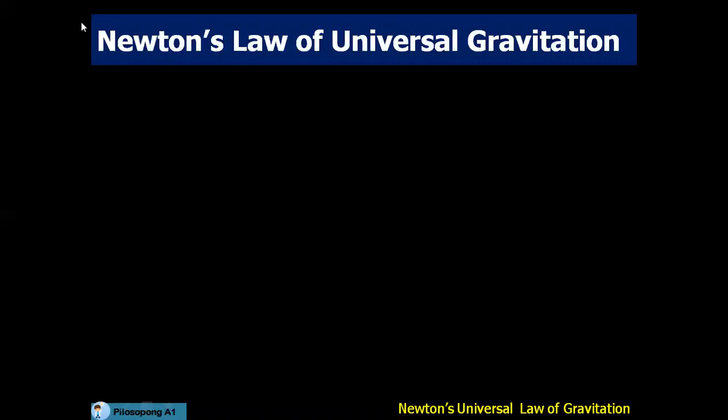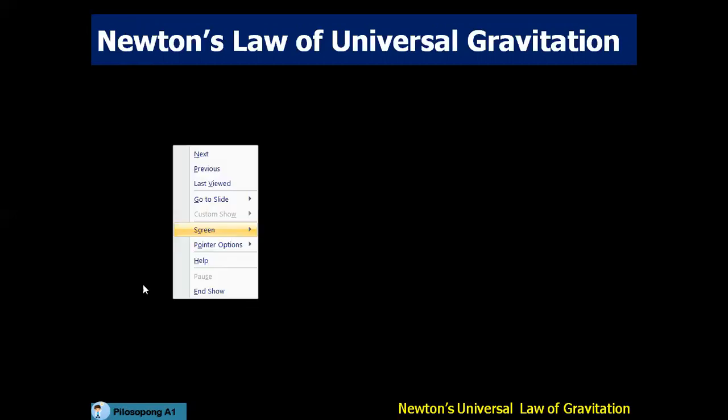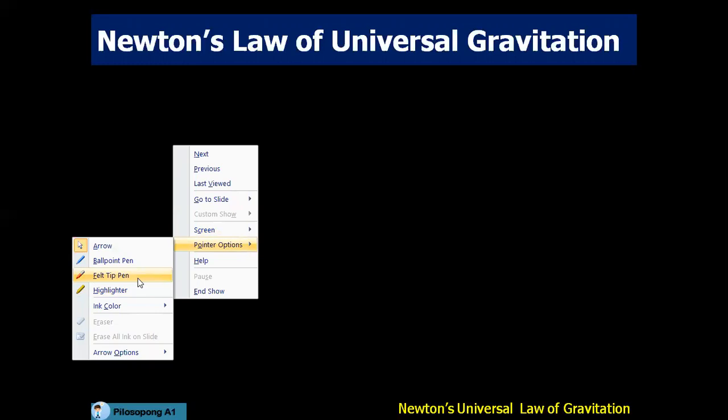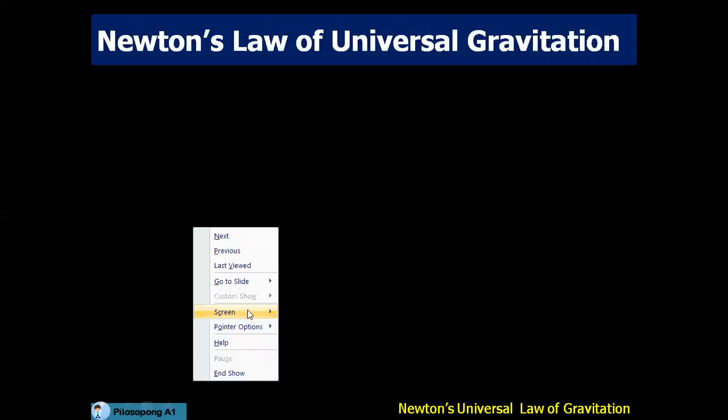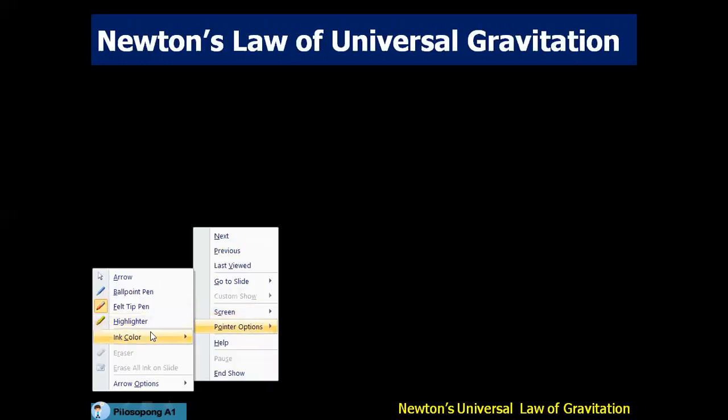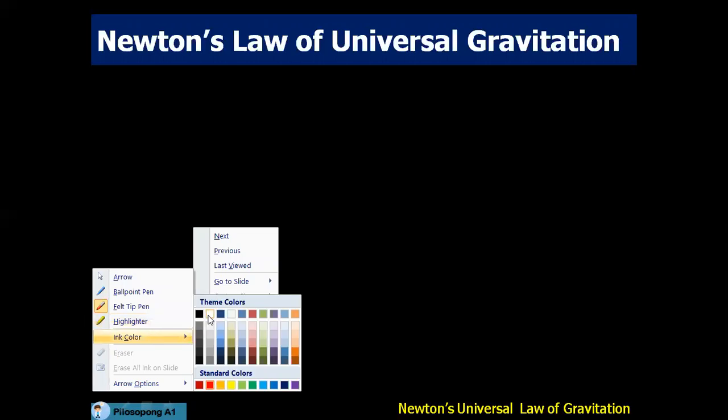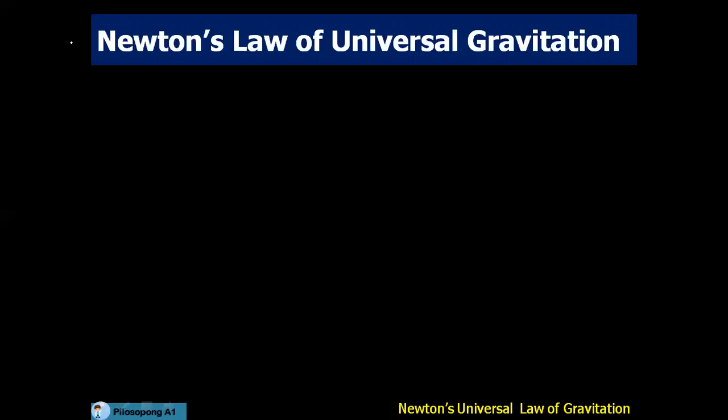As we put it mathematically, he says that the force of gravity is directly proportional to the mass of the two objects interacting, but is inversely proportional to the square of the distance between the two objects.